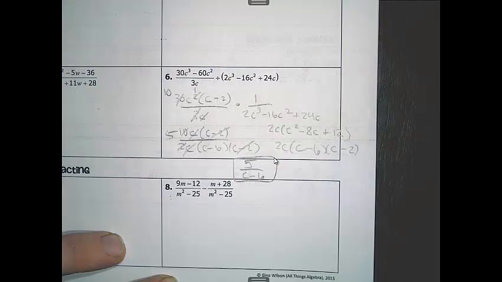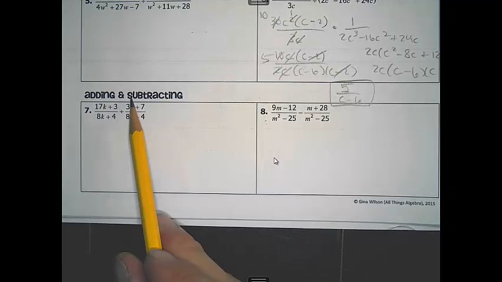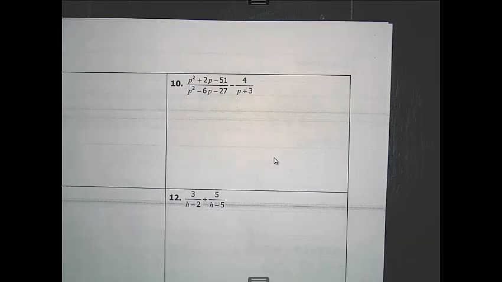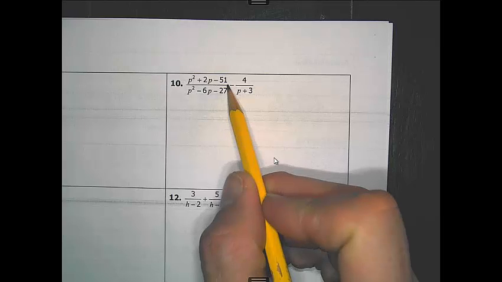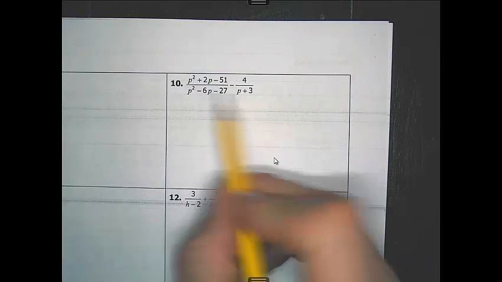Box that. Okay, next section is adding and subtracting fractions. Let me try to find one of these that's fairly challenging. This was homework 2. I guess I'll try number 10. All right, so I'm going to try to factor these, like we always do.